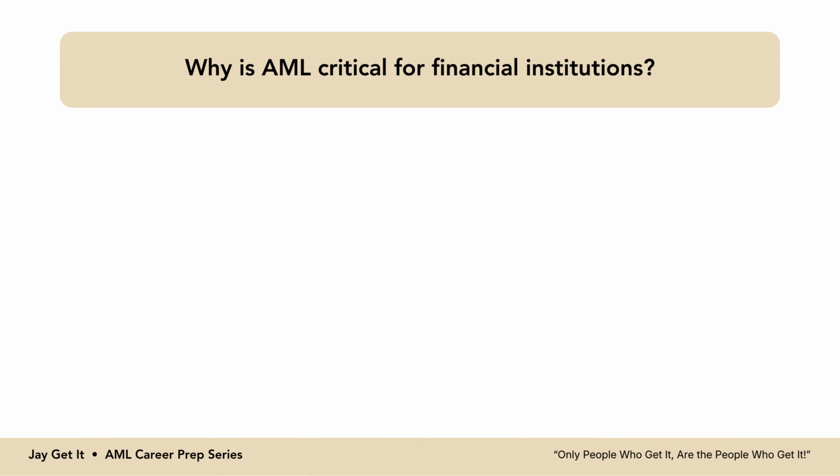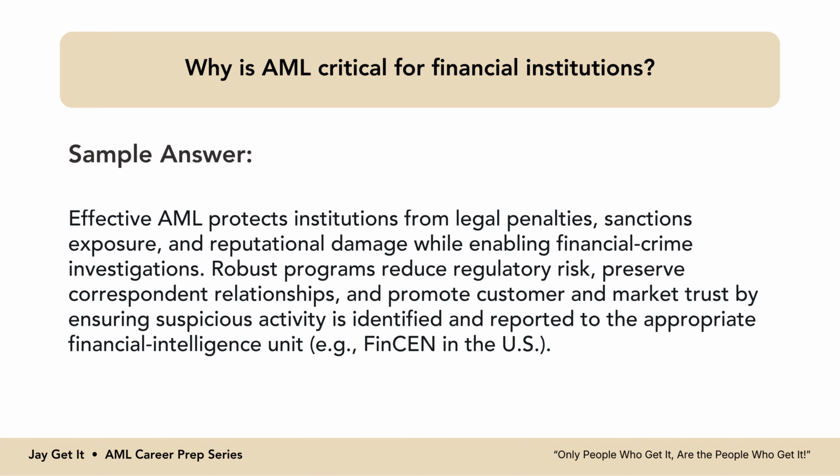Question number 2. Why is AML critical for financial institutions? Sample answer. Effective AML protects institutions from legal penalties, sanctions exposure, and reputational damage while enabling financial crime investigations. Robust programs reduce regulatory risk, preserve correspondent relationships, and promote customer and market trust by ensuring suspicious activity is identified and reported to the appropriate financial intelligence unit, e.g., FinCEN in the U.S.